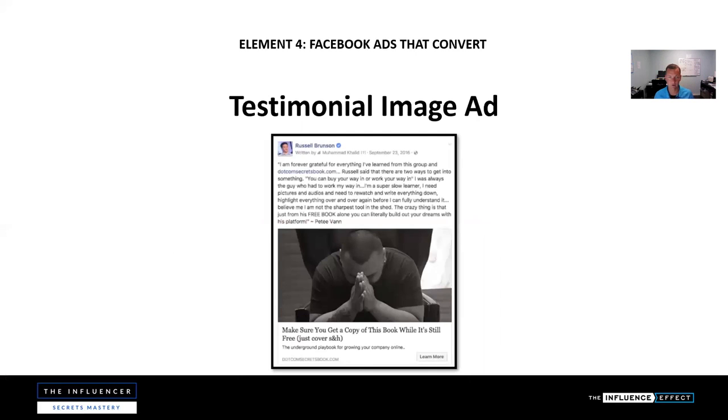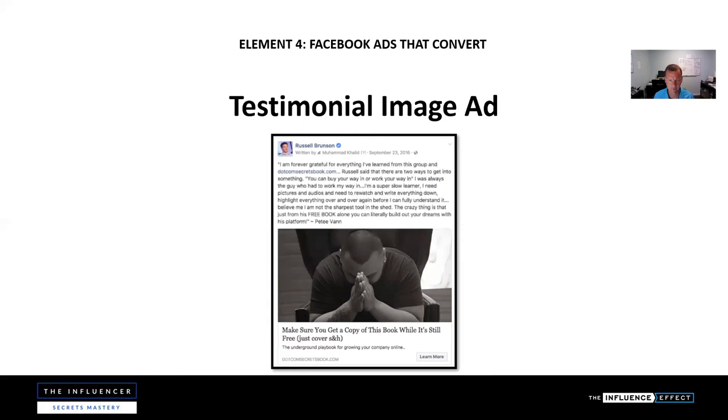So let's look at that. Russell did a great job with this one as well. So he's got this ad, and you see the image. It's grayscale, and it looks like the guy's praying. You think, man, what's going on with this image? So there's the pattern interrupt. There's the scroll stop. They're scrolling through their news feed, and now they're stopped. And you think, what in the world is this guy doing?